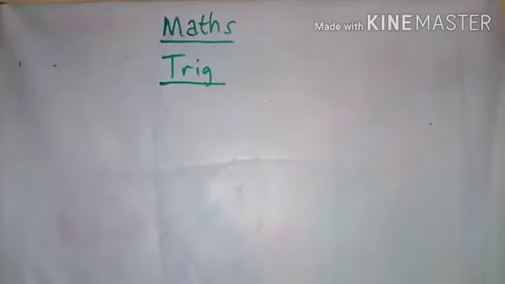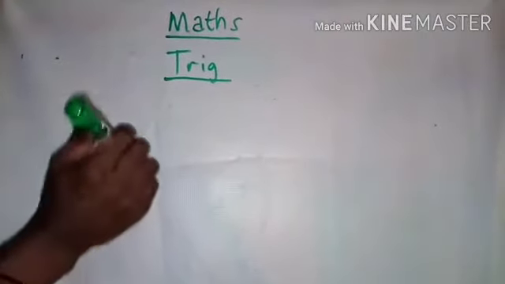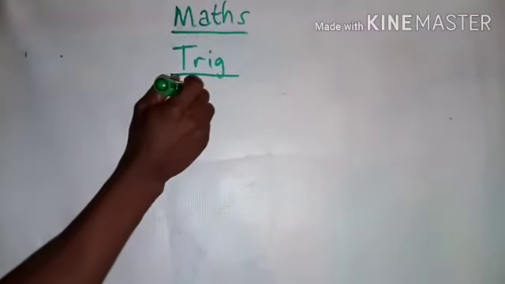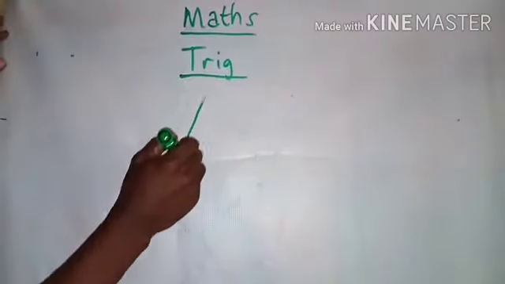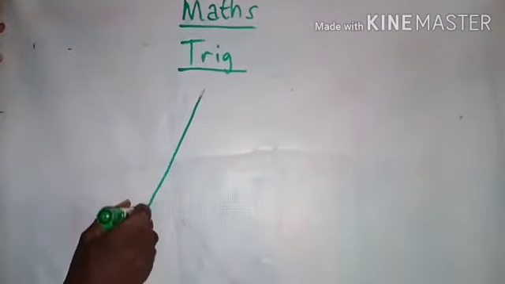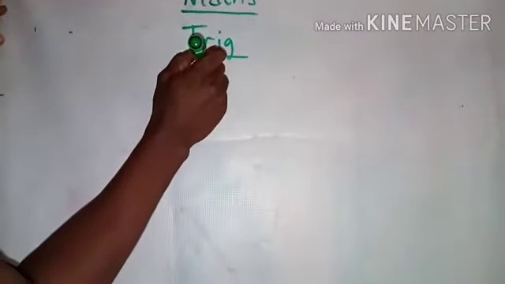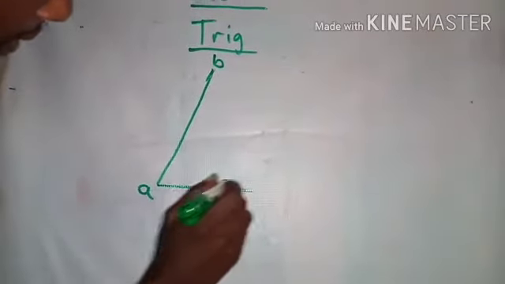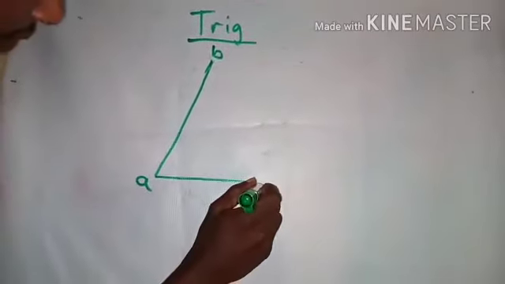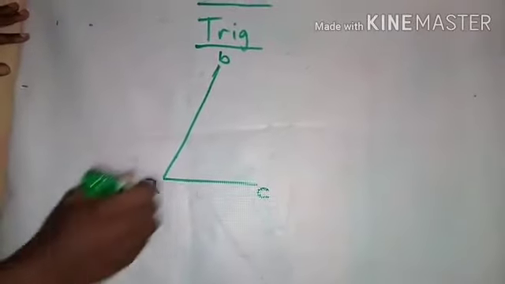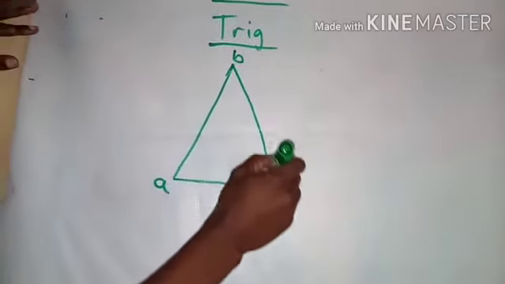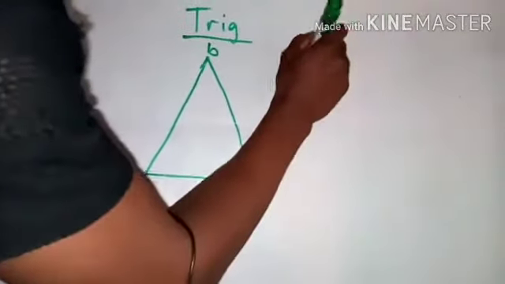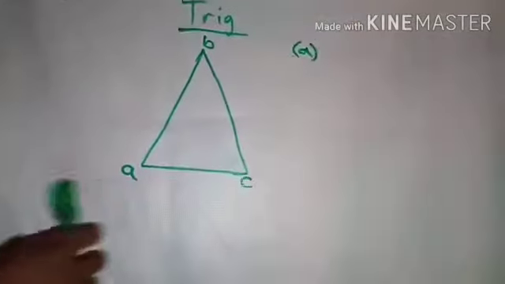Trigonometry, as we all know, trig for short. A triangle, as we know, is any area bounded by three straight lines. Any area bounded by three straight lines is a triangle.